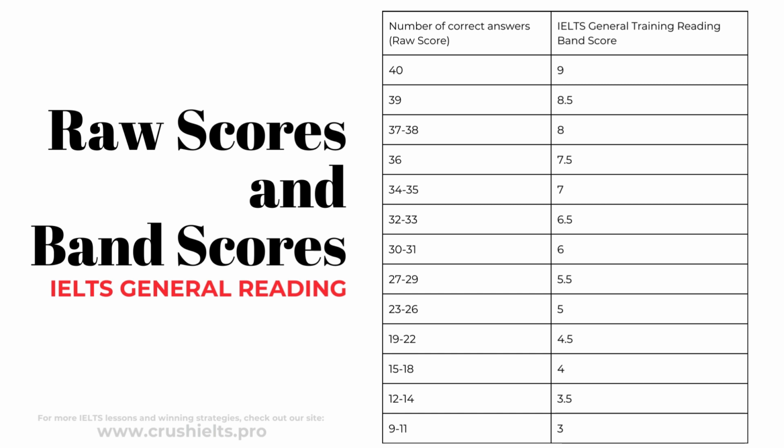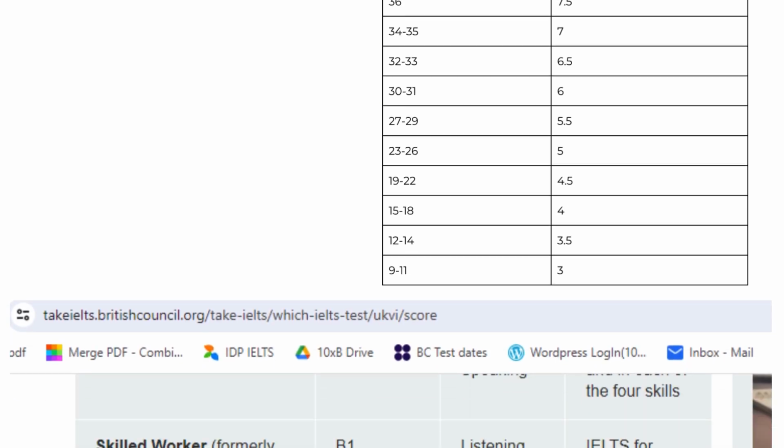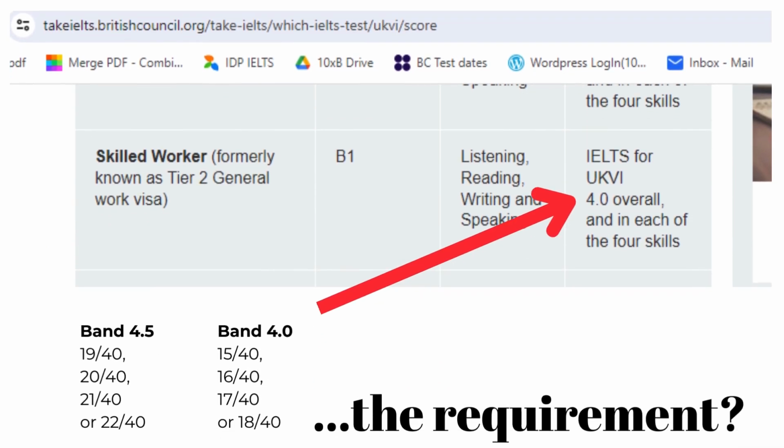Now, what do you need for your UKVI visa? I mean, for your skilled worker visa, what do you need? Now, this is a snapshot that I took from the British Council website. The requirement is 4.0 overall. You must get a minimum of 4.0 overall, and in each of the four skills. So in IELTS listening, your score must not be lower than 4.0. In IELTS reading, your score must not be lower than 4.0. In IELTS writing, your score must not be lower than 4.0. In IELTS speaking, your score must not be lower than 4.0.